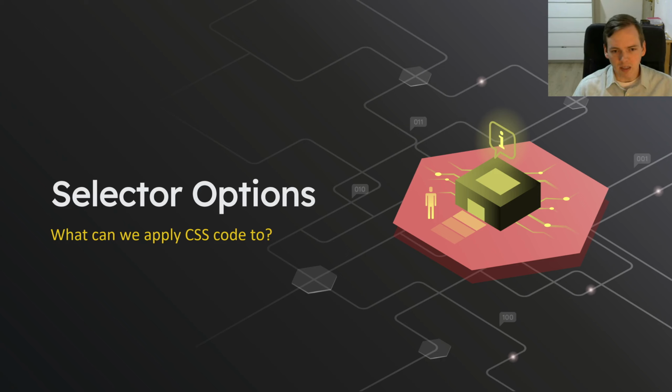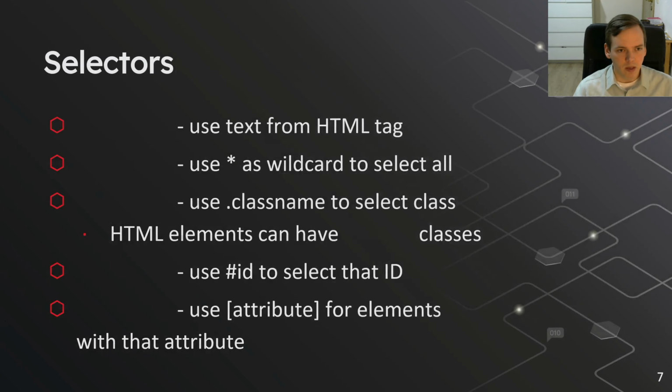Now that we've talked a bit about CSS, we want to talk about the first piece of the anatomy of it, which is the selector. And this is saying what types of things we can apply the code to. So jumping into it, there are many different categories of things that we can apply CSS to. These are our selectors.